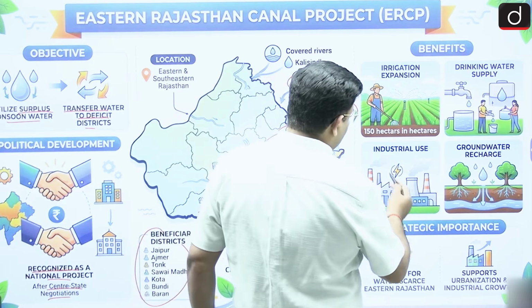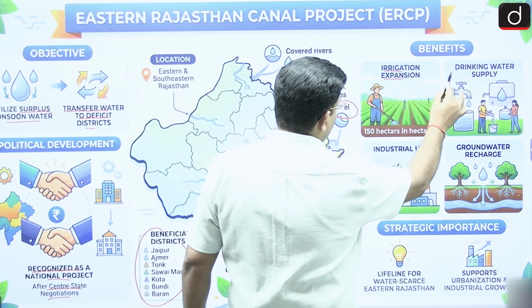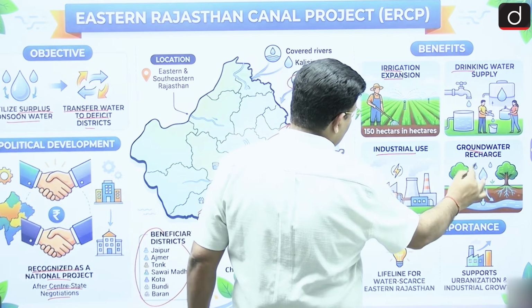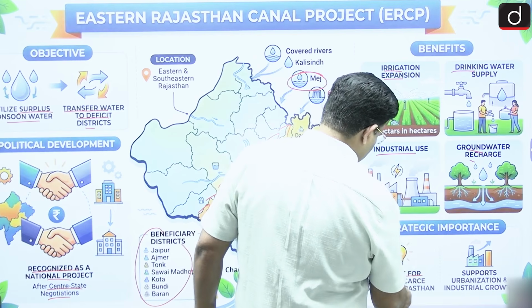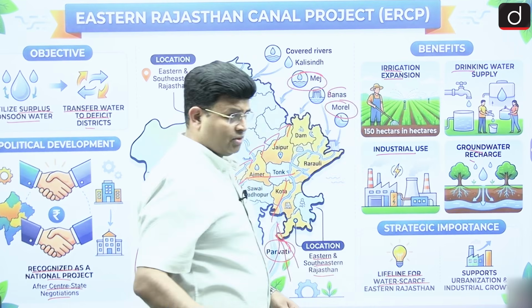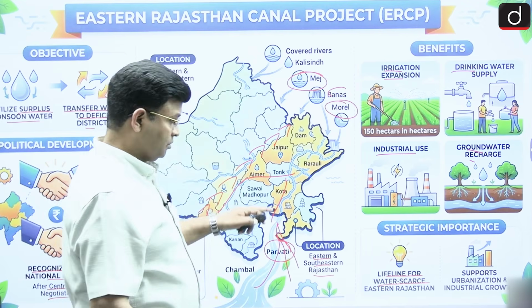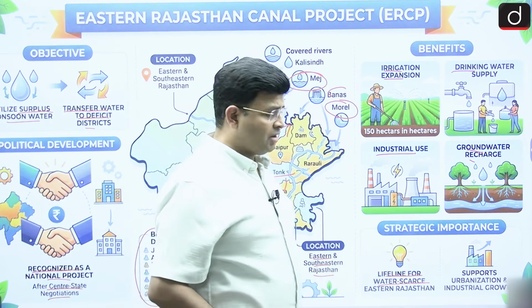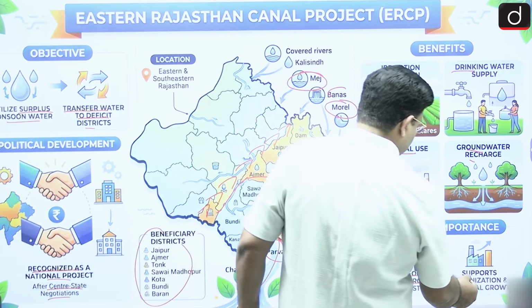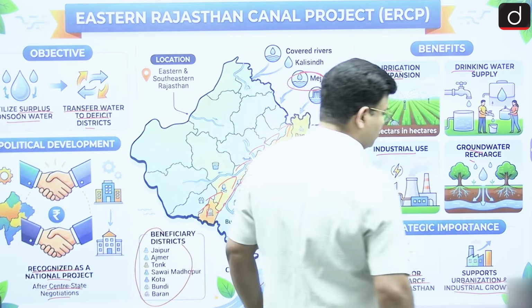And here its uses are irrigation, drinking water, industrial use, and groundwater recharge, where the water is going into groundwater. It can be a lifeline for the water scarce region. So Eastern Rajasthan is a water scarce region. It can be a lifeline for that, and supports urbanization and industrial growth.